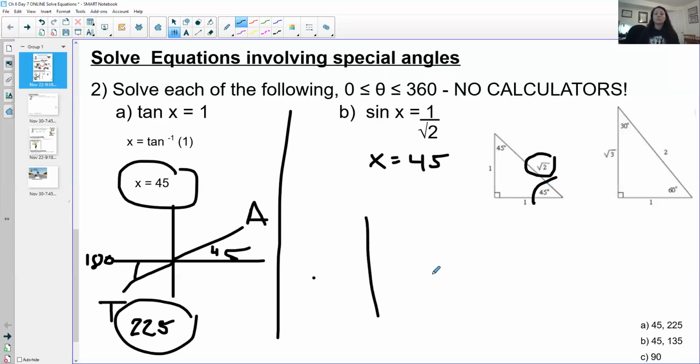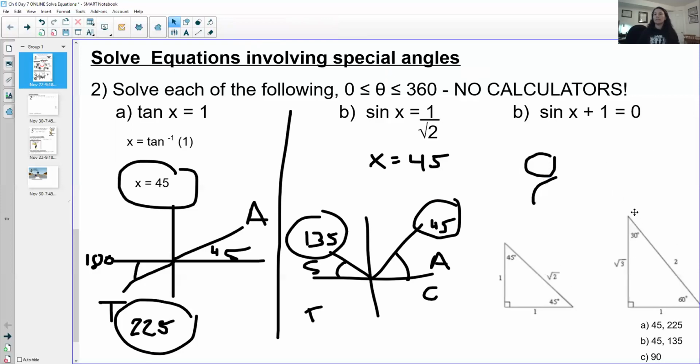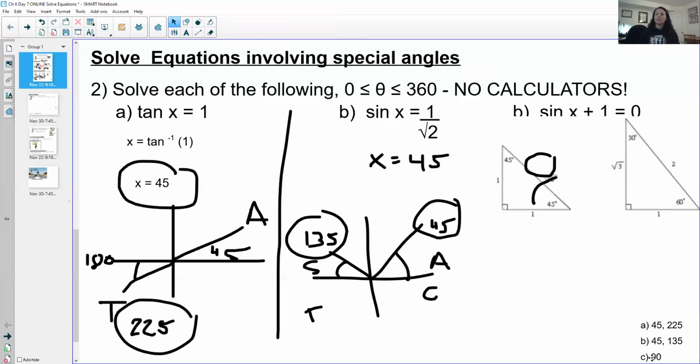Again, look at your CAST rule, right? C-A-S-T. Sine is positive, so I am looking in this quadrant and this quadrant. If this is 45, the reflection would be here at 45. So I'm looking at a 45-degree angle, and then 180 minus 45, which would be 135, okay? So those would be your two values for x here. And that's pretty much it for these guys. There is one more example hiding in the back that you guys can try on your own, and the answer is down at the bottom.